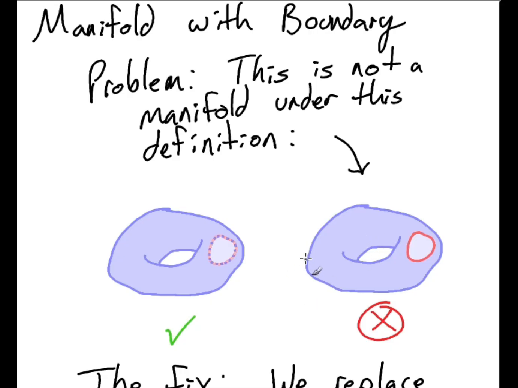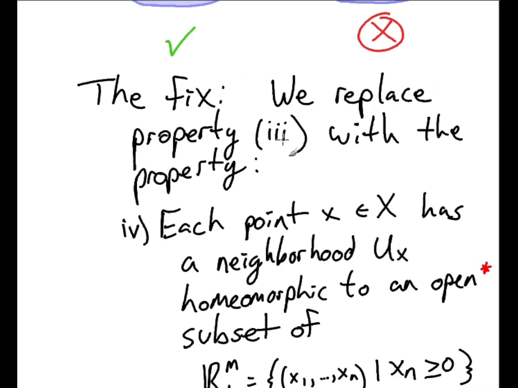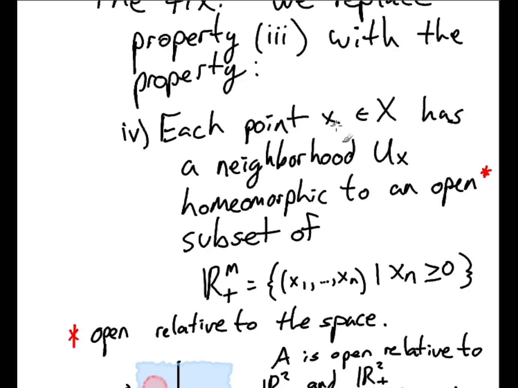But this is not a manifold. These are very similar kinds of things. The only difference here is that here we have this boundary. And the problem is that if I choose a point specifically on the boundary, then there's not a neighborhood that is contained entirely within the manifold. So there's not going to be an open set that's homeomorphic to an open subset of real space. What we have to do is replace property 3 with this property where each point has a neighborhood homeomorphic to a half space.